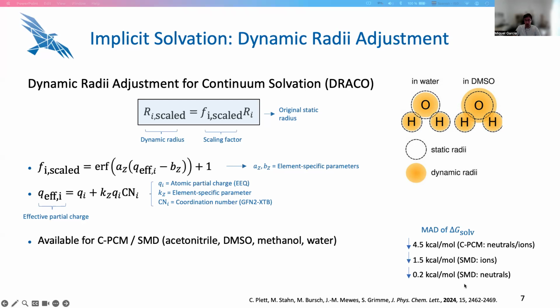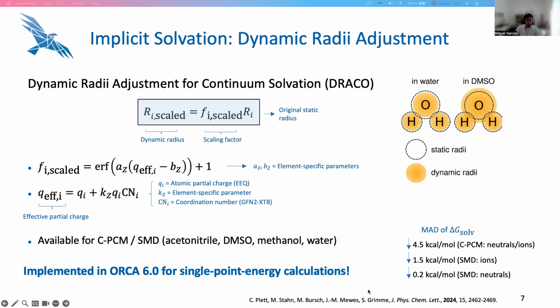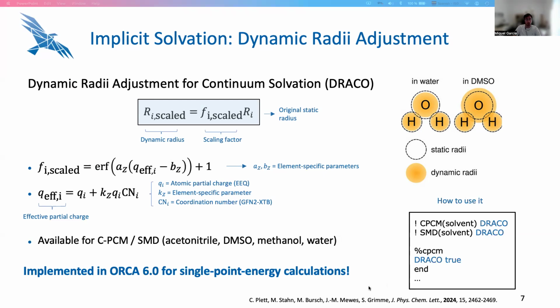And from the paper, we can see that the mean absolute deviation for free energies of solvation decreases by up to 5 kcal per mole for a large set of neutral and ionic systems in CPCM, 1.5 kcal per mole for ionic systems in SMD, and 0.2 for neutrals in SMD. Right now, it's only available for single point energy calculations, but in the future, we will extend that to the gradient. And it's very easy to request via the simple input or the CPCM block.